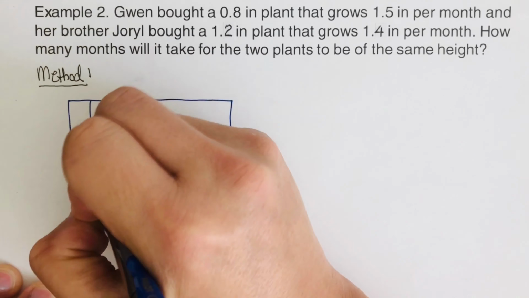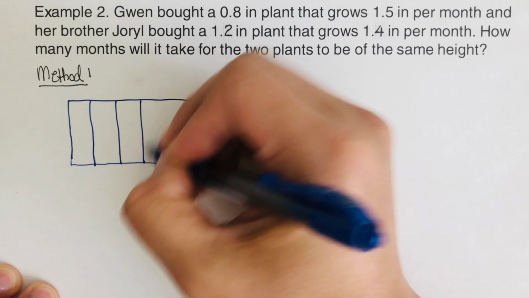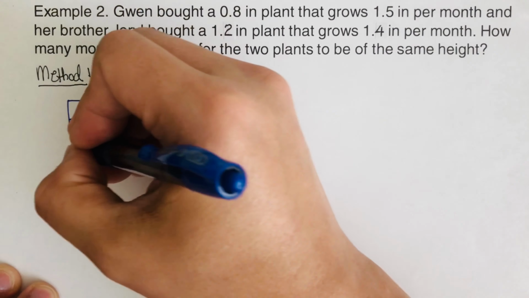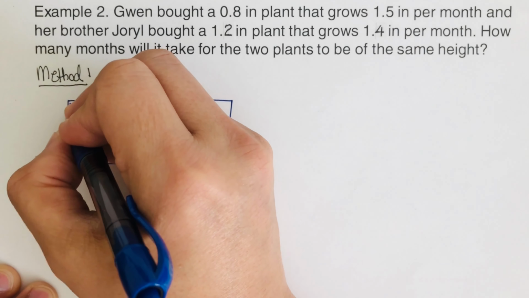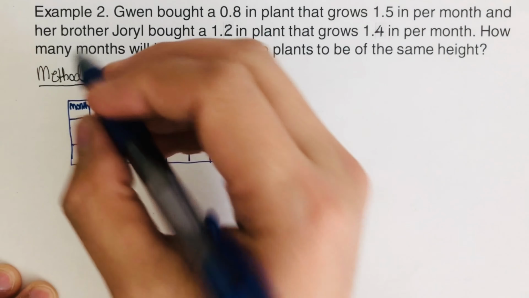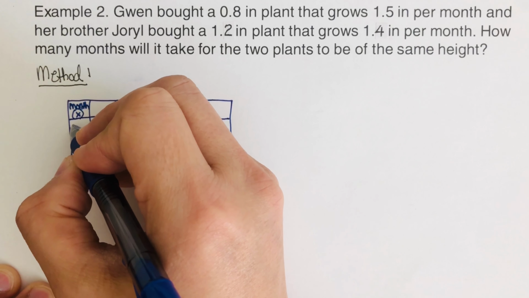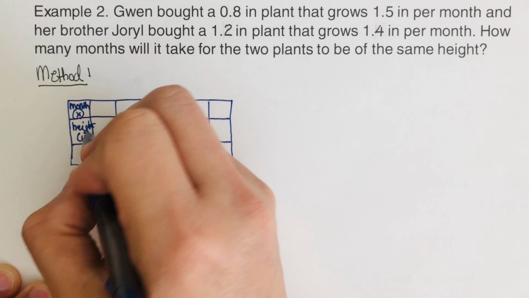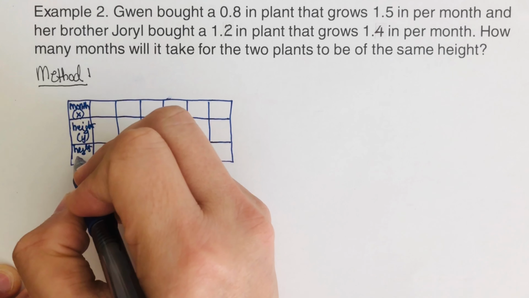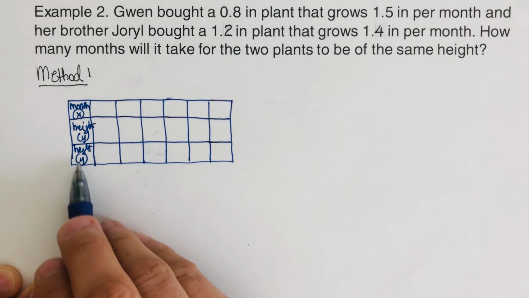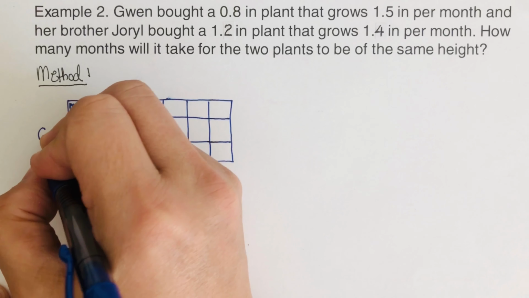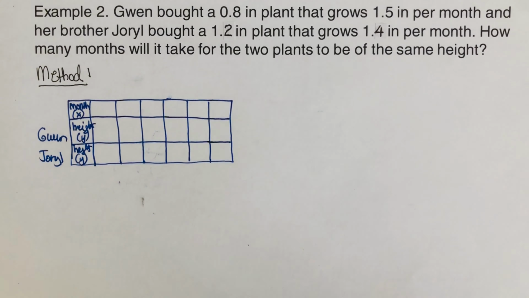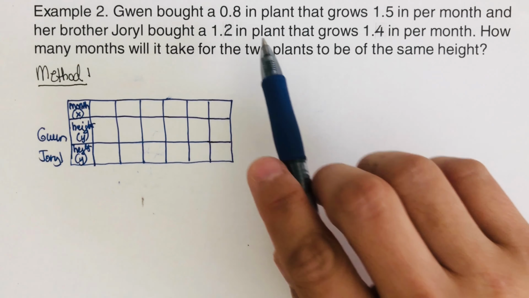So that's 1, 2, 3. You can create more columns here. That should be fine. And then we're going to have 3 rows. This is for the month, since it's talking about months here. This will be the x, and this is the height of the plant y, and the height here for the second case, which is y. The first one is for Gwen, and the second one is for Joril. Okay, so in the problem, it says that Gwen bought a 0.8 plant.